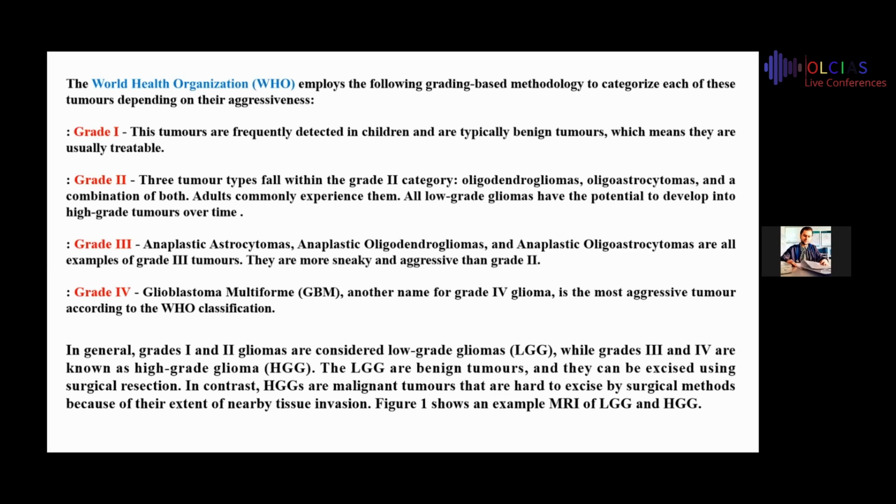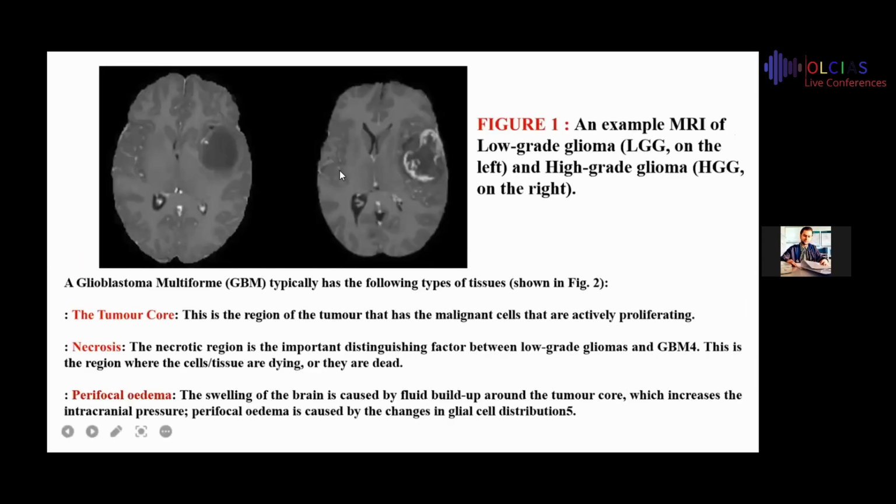The LGG are benign tumors and they can be excised using surgical resection. In contrast, HGGs are malignant tumors that are hard to excise by surgical methods because of their extent of nearby tissue invasion. So I will show in figure 1 an example of MRI of LGG and HGG. You can see in this figure an example MRI of a low-grade glioma, LGG, on the left and a high-grade glioma, HGG, on the right.